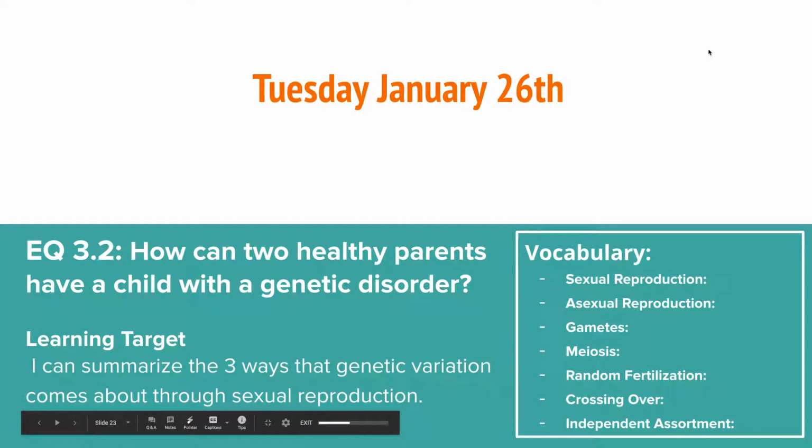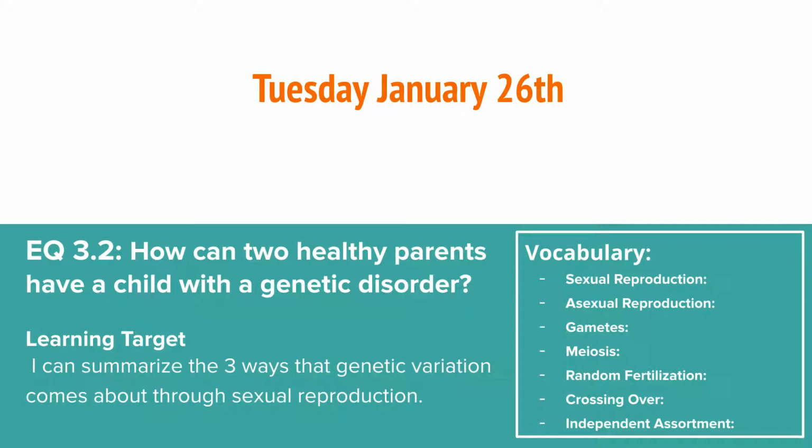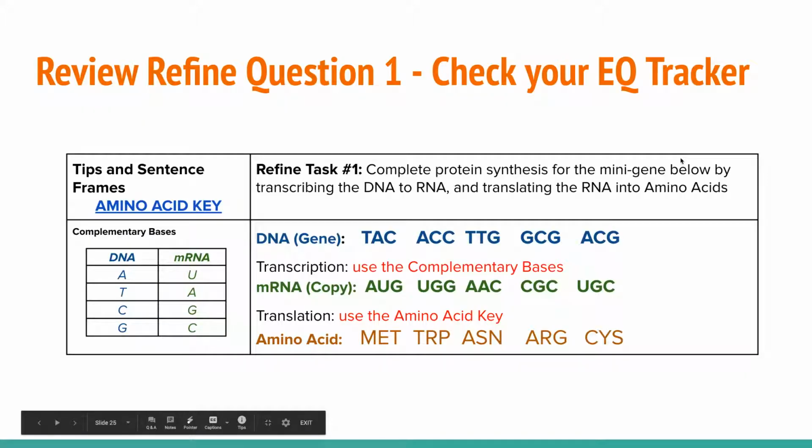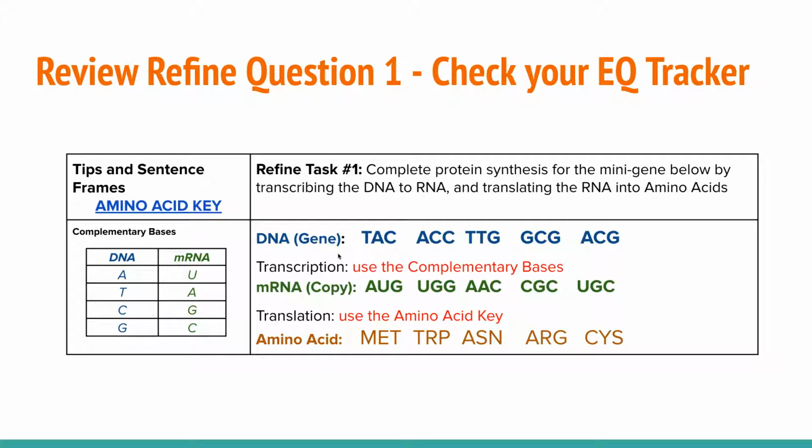All right, good morning. So today we are going to talk about genetic variation that comes through sexual reproduction. Here are vocab words for today. And the first thing I want to do is review the refined questions from yesterday. So this is kind of a key. You can double check your work.